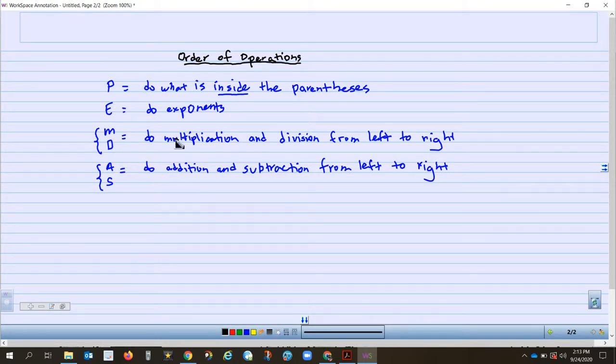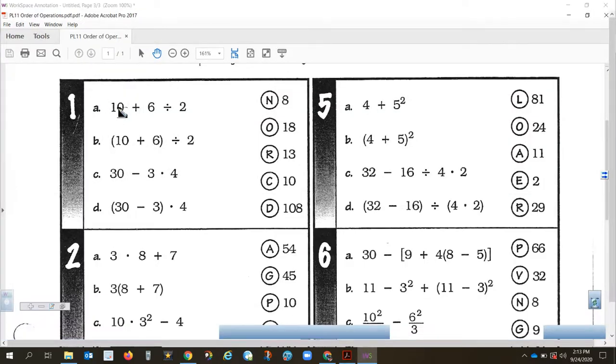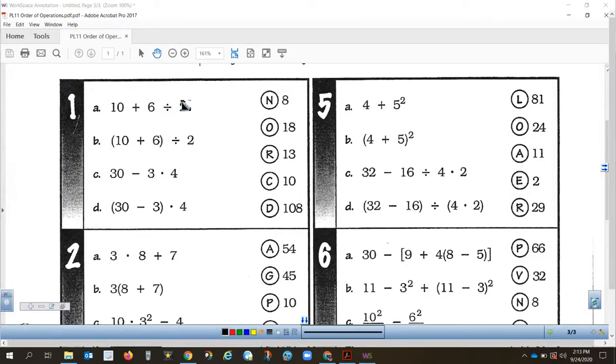Okay, so PEMDAS, order of operations. There's our quick review. So now we're going to dive in and do some of these problems. When I get to this first problem, 10 plus 6 divided by 2, I'm going to go ahead and rewrite that over here real quick. PEMDAS.